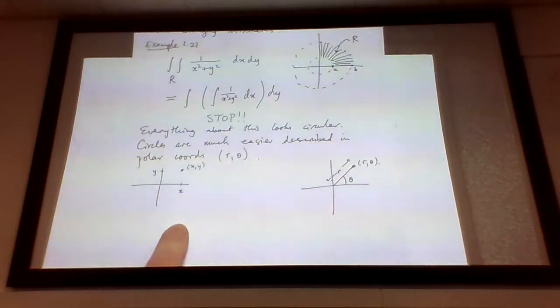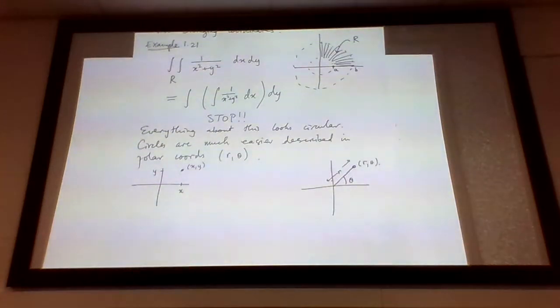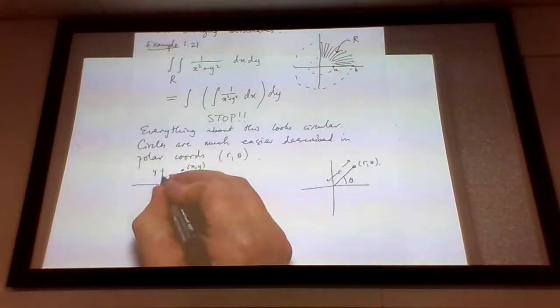Now you can certainly describe a circle. You can certainly describe a circle of radius a.